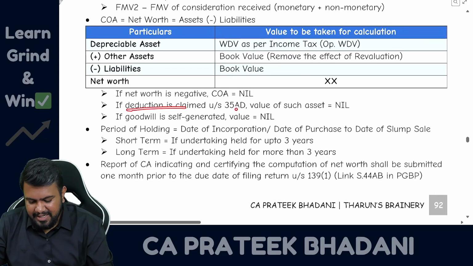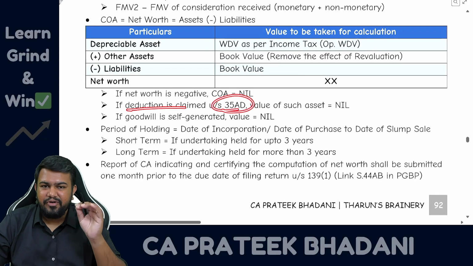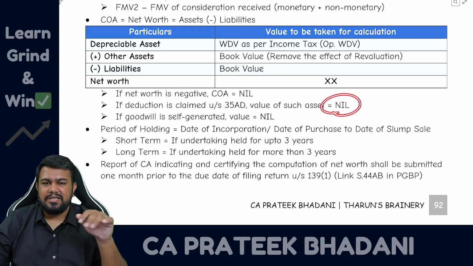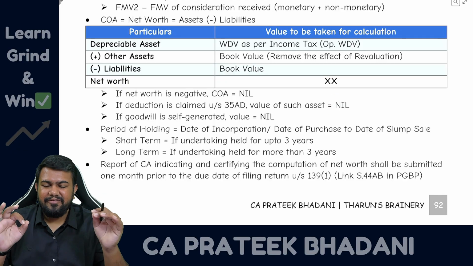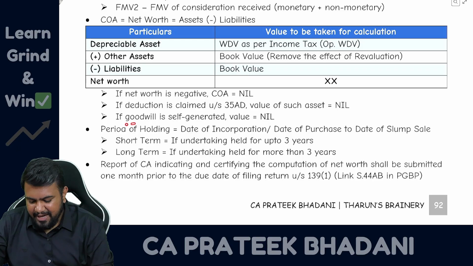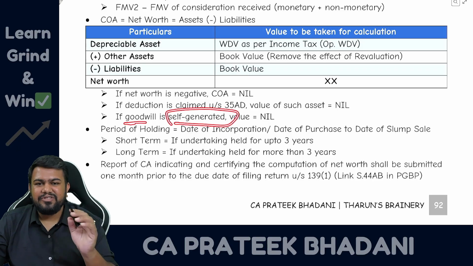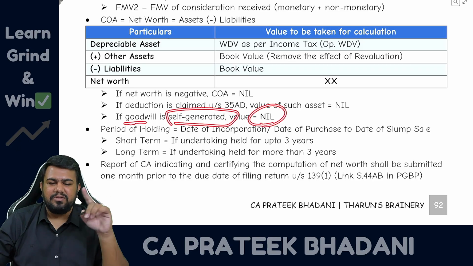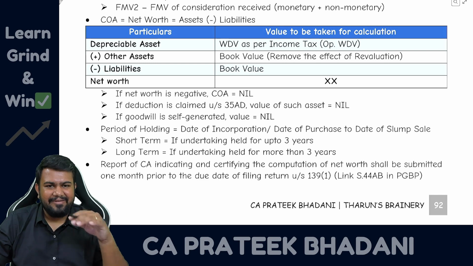Then if deduction is claimed under section 35AD, that is specified business in PGBP, then for such asset you have to take the value as 0. And if there is a goodwill, but if it is self-generated, then take the value as 0. So self-generated goodwill, take the value as 0.